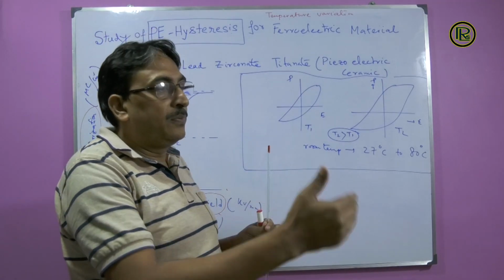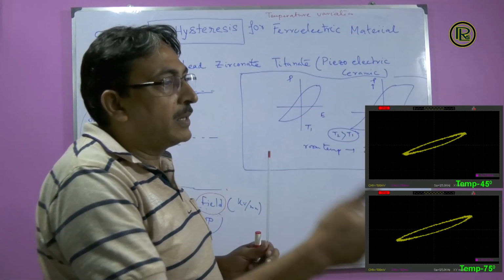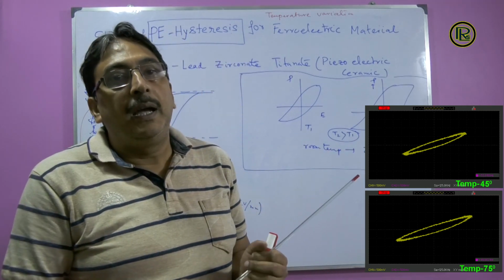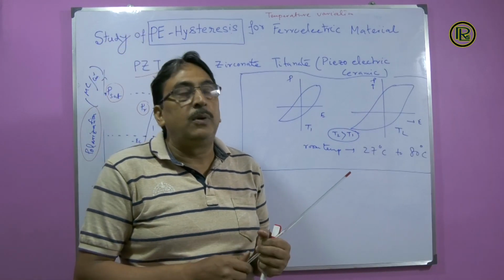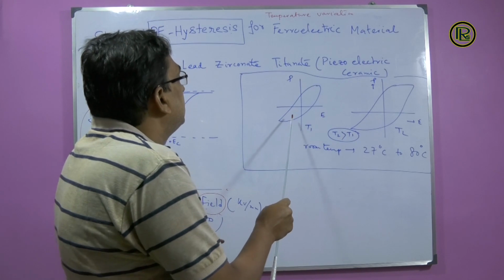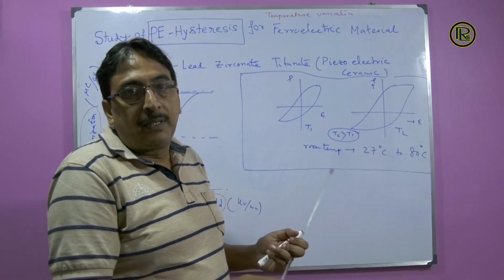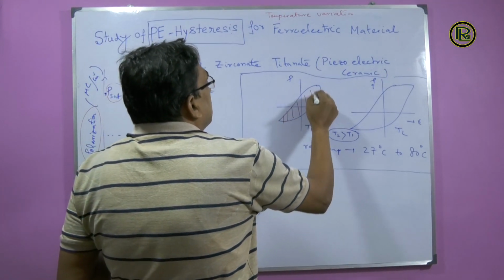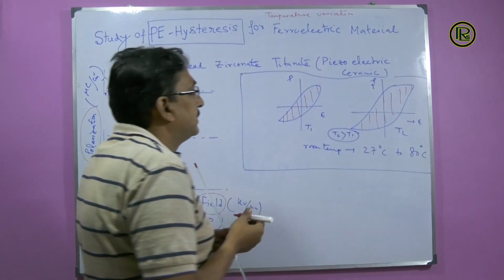whatever hysteresis loop image we have got in the oscilloscope, we have transferred that to the PC, and from that image we have analyzed, and what we find here is that the area of the hysteresis loop increases with the temperature. Area means this area I am talking about. So this area increases with the temperature.